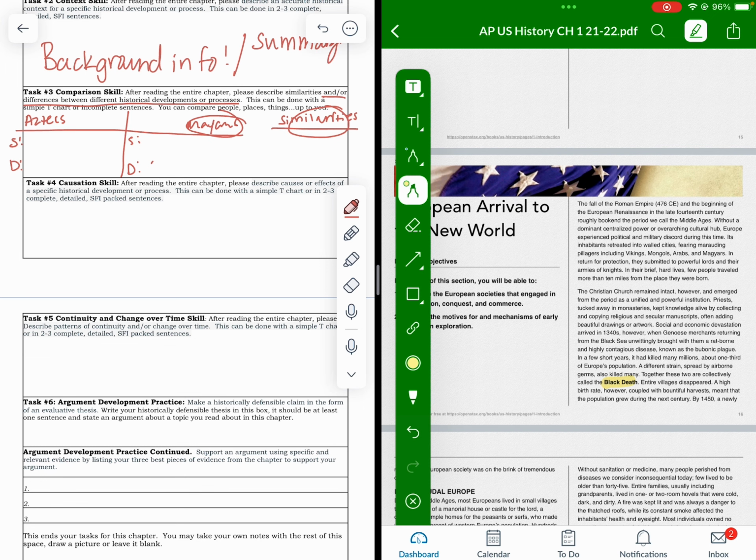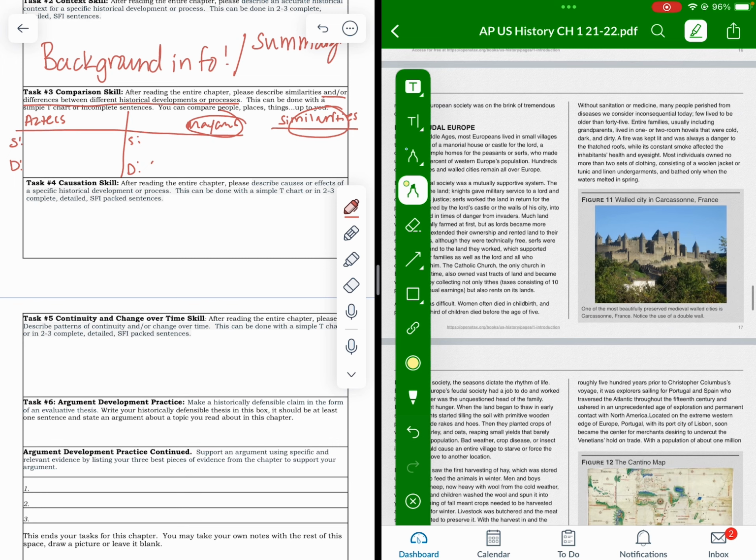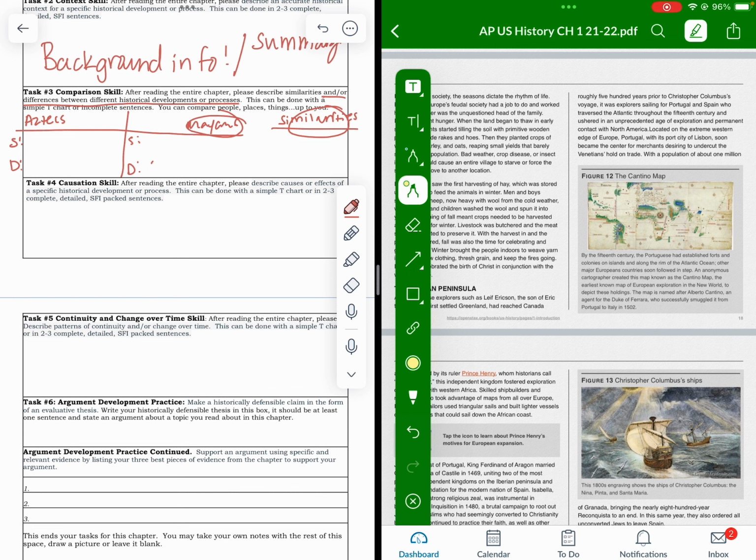Okay, so causation, you're going to pick an event from the chapter, and you're going to describe the causes and effects. And so I think the best thing to do here is, let's say your event is the Black Death. I only say that because I saw it earlier. What I would do is I would say, here are the causes, and I would give an explanation, and here are the effects of this event. The important thing is that you're noting somewhere at the top or on the side what the event is that you're talking about.